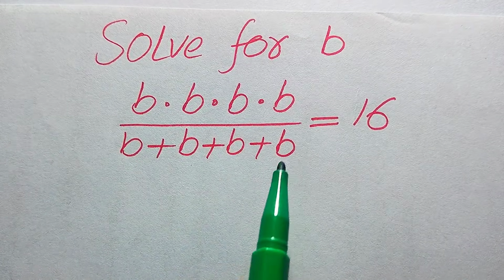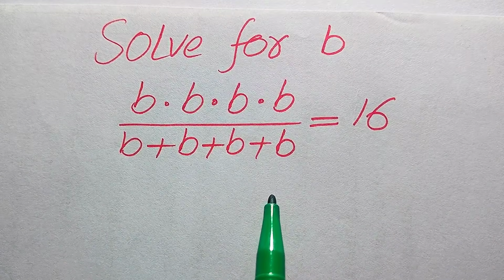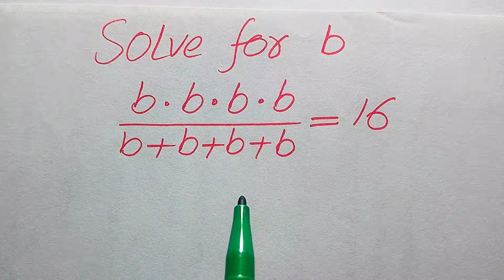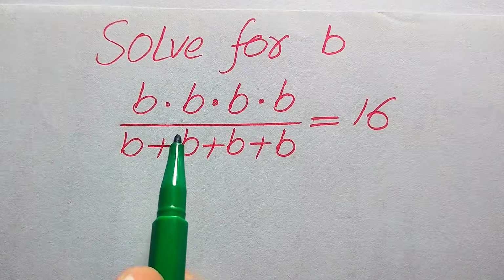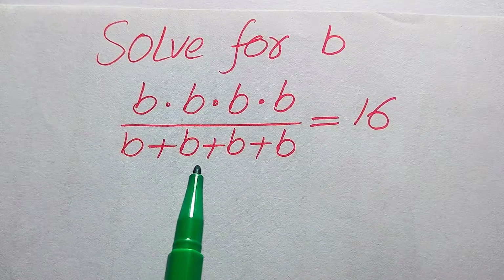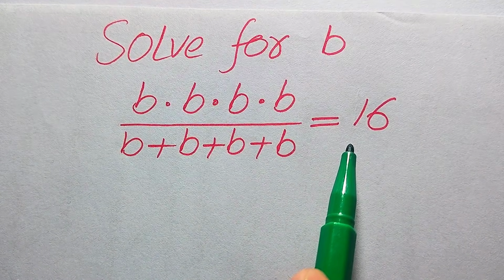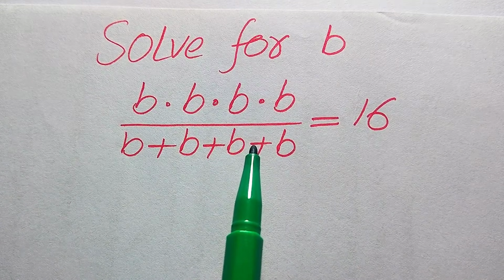This looks like a standard algebra problem, but it's actually a classical Harvard University entrance exam question. We have b multiplied 4 times, divided by b added 4 times, equals 16, and we solve this problem for all the values of b.